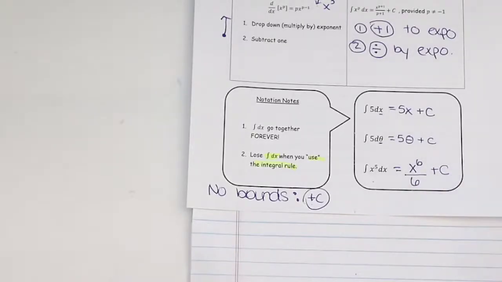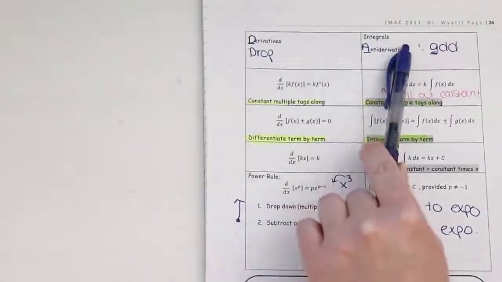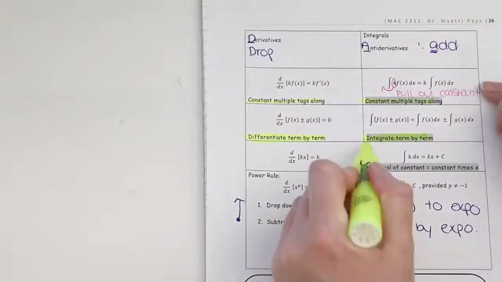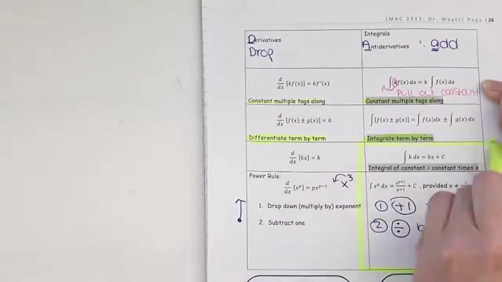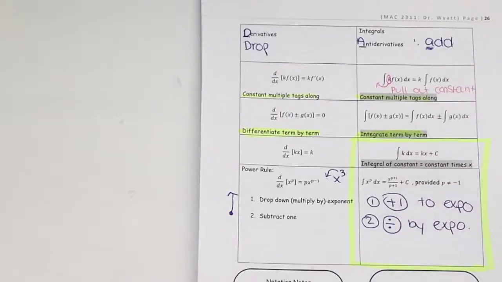Okay, so this page is super important. Again, two big takeaways: derivatives you're dropping, antiderivatives you're adding, and then if you have the integral of a constant, it is going to be a constant times that variable, and then our power rule is that you add 1 to the exponent and divide by the new exponent.